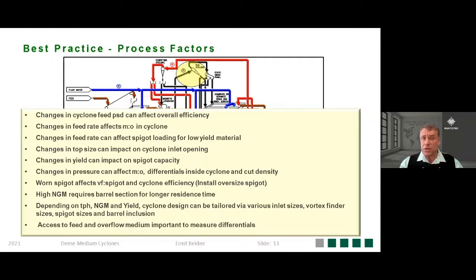And the reason for that is because in diamond mines, you cannot get access to the spigot because that's where the diamonds are. So we had to develop a different way of calculating the differentials. But you must be able to access those streams.